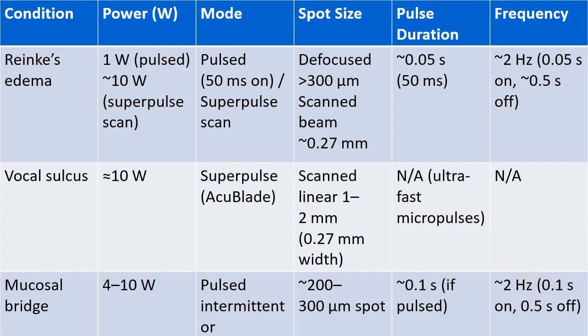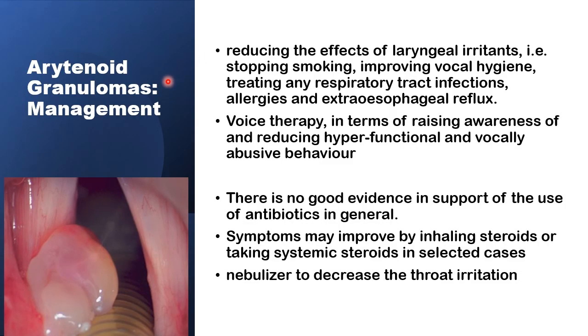The main lines of treatment for arytenoid granulomas include reducing the effect of laryngeal irritants, stopping smoking, improving vocal hygiene, treating any respiratory tract infections or allergies, and control of laryngopharyngeal reflux. Voice therapy is also a mainstay in the management of arytenoid granulomas, with raising the awareness of the condition, reducing the hyperfunctional element of the voicing, and preventing any voice misuse or abuse.